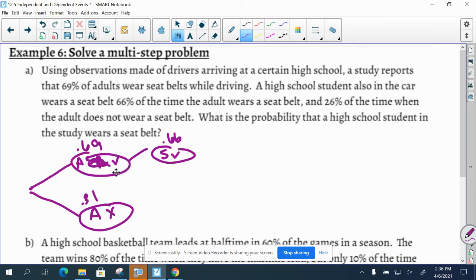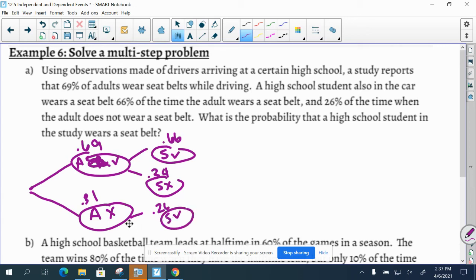And then how about if the adult is wearing a seatbelt, but the student is not? So that would be coming from here, and that would be just 100% minus 66%, which is 0.34. So this is the student does not wear a seatbelt, given that the adult does. And then here, it says that 26% of the time when the adult does not wear a seatbelt. So if the adult doesn't wear a seatbelt, there's a 0.26 likelihood that the student is going to wear it.